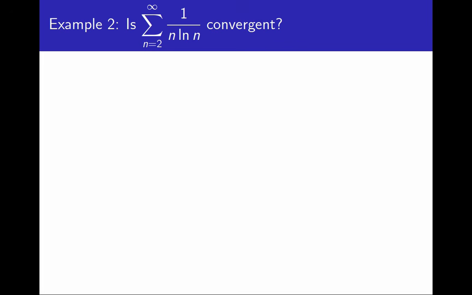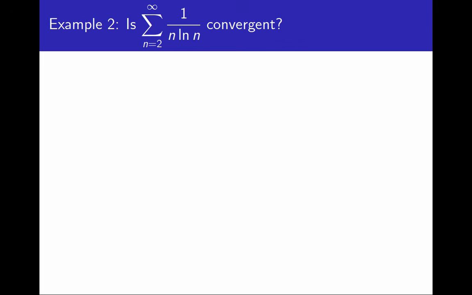For the second example, I will look at a very specific series, the sum from n equals 2 to infinity of 1 over n ln n. I want to know whether it is convergent. Notice I cannot start the index at 1 since ln 1 is 0 and I cannot divide by 0, but this series starting at 2 makes sense.